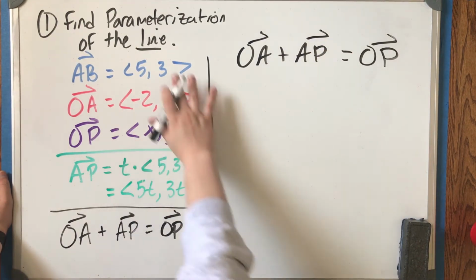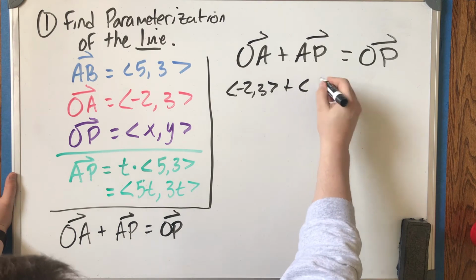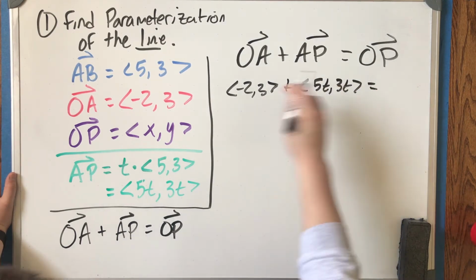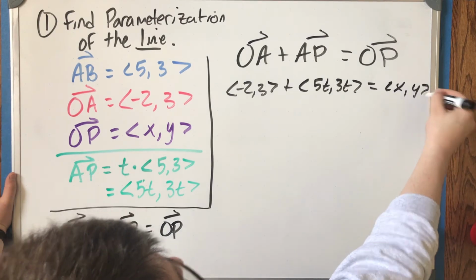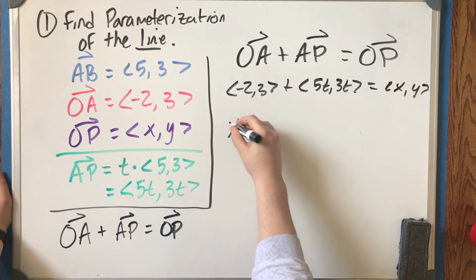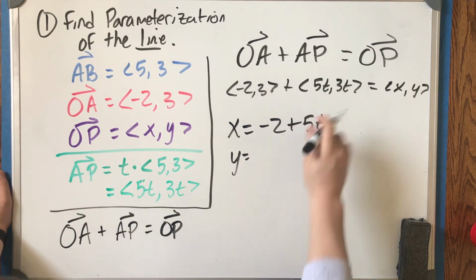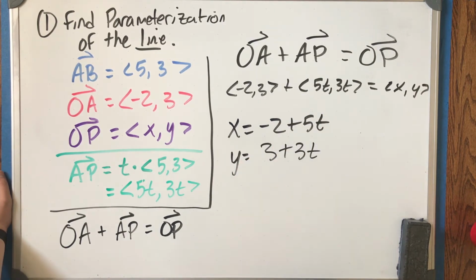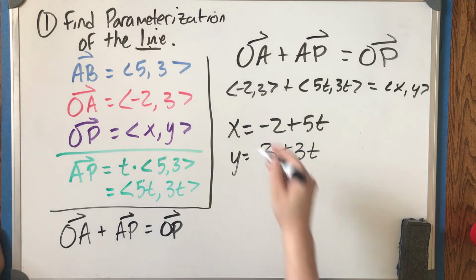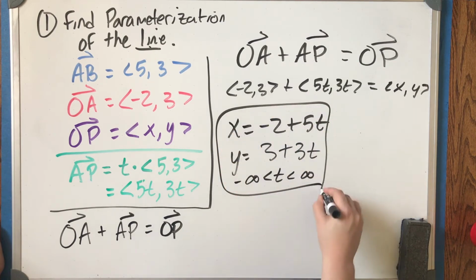And if I fill in with all of these things over here, that's 2, 3 plus AP, which is right here, 5t comma 3t equals OP, which is x, y. And we know by vector addition that we can just combine these, and that will equal the x value over here. So x would equal -2 plus 5t. y would equal 3 plus 3t. And here we have a set of parametric equations. Because it's a line and lines go on forever, we can add the interval, which is the last thing that we need. So this will give us a set of parametric equations that moves us from point A to point B.